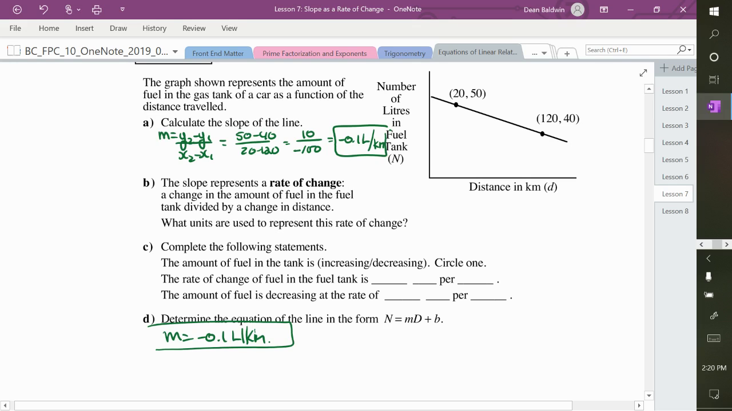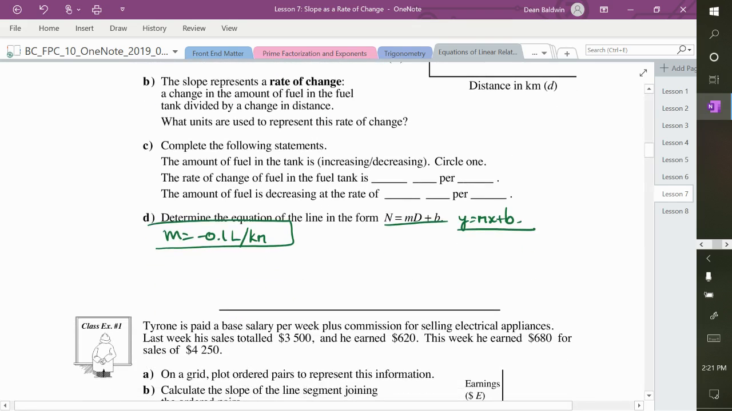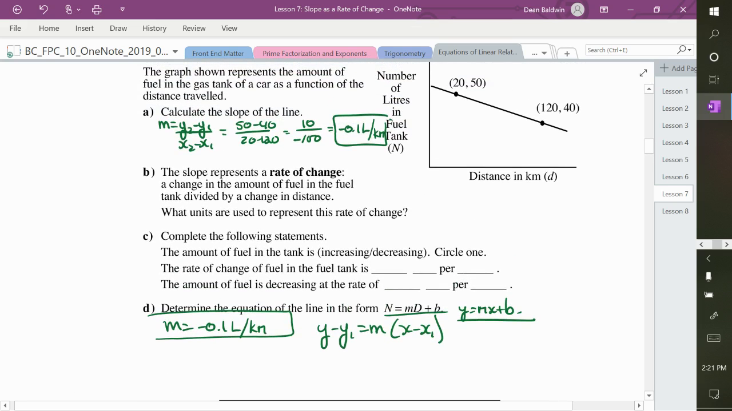There we go. There's our slope. M is negative 0.1 liters per kilometer. How can I figure out the equation of this line? This is y is equal to mx plus b form. How am I going to figure out the equation of a line if I have points and a slope? The point slope form, which is that. Does it matter which point you use? No. Okay. Pick one and tell me what the equation of a line is. Rewrite it in mx plus b form, though. Please.